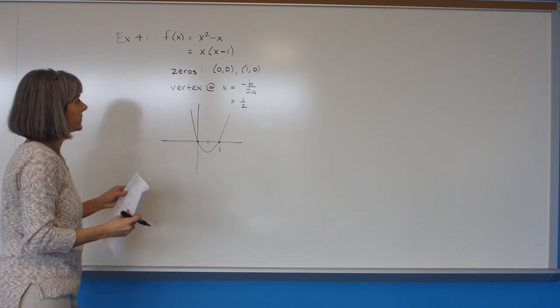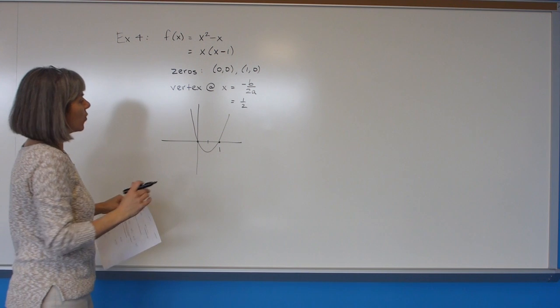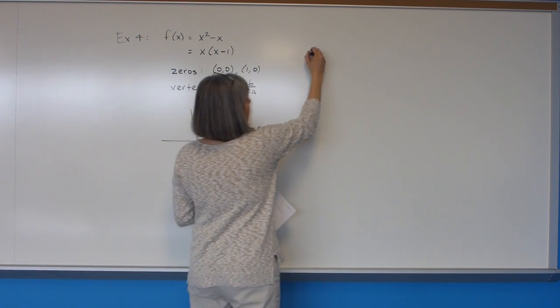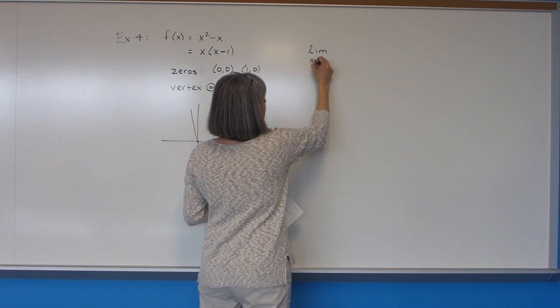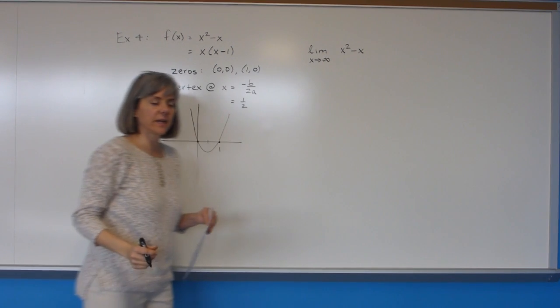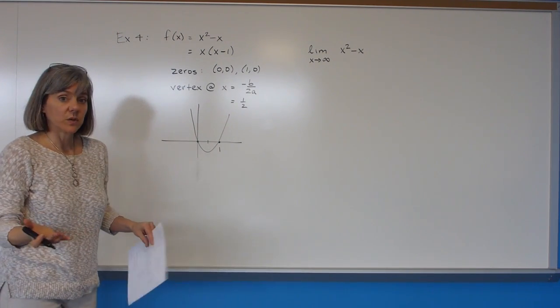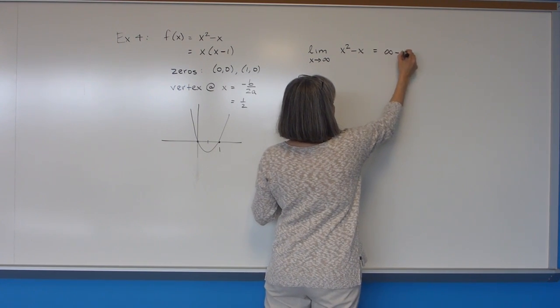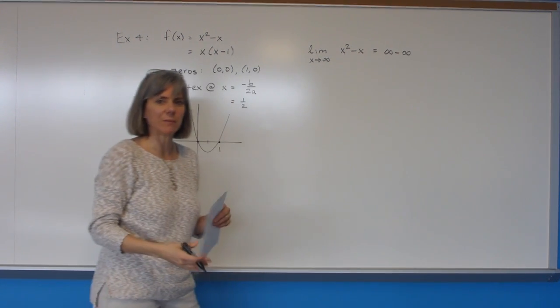So there's our parabola. Okay, so now let's look at the limit as x goes to infinity of x squared minus x. Well, the first thing we always do when we have limits is try to plug in. So if I try and plug in, I'll get infinity minus infinity. I've already decided I don't know what that means.